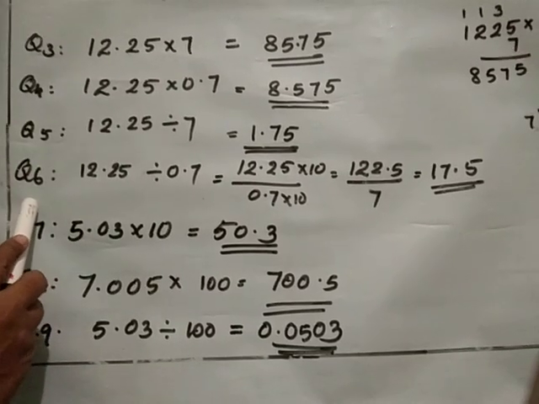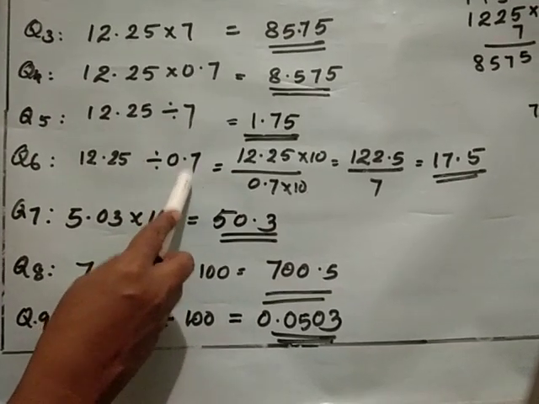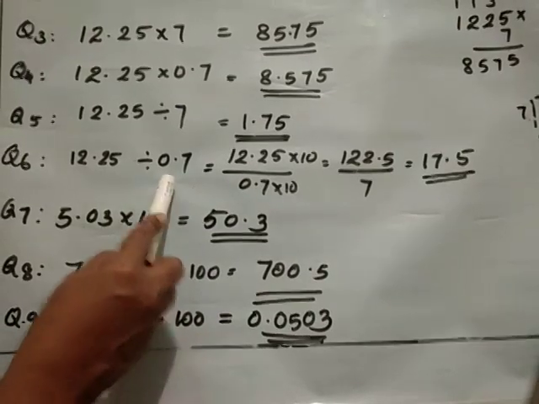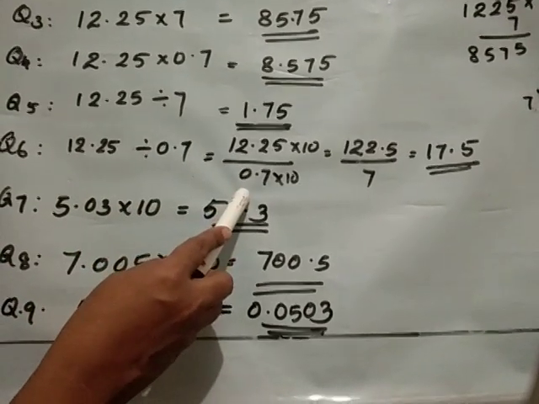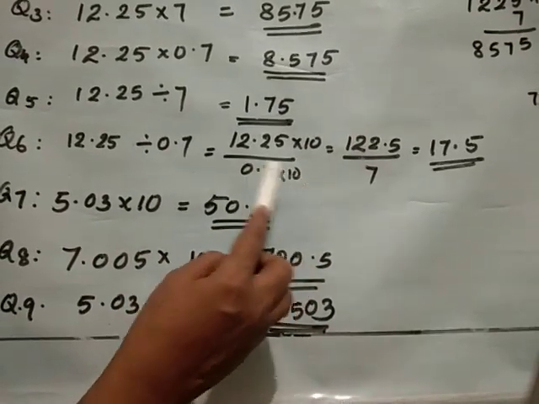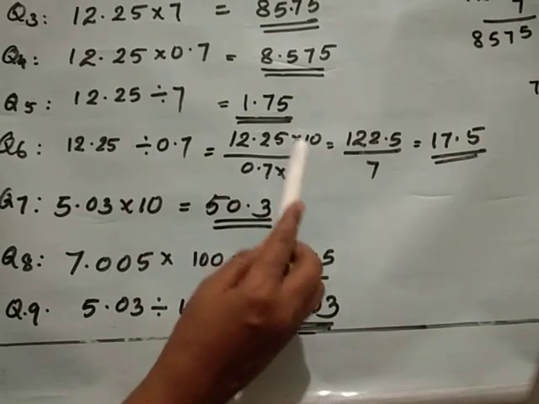Next we want to check question number 6: 12.25 divided by 0.7. The divisor is also a decimal number. How can we do the division? We write numerator by denominator. Then the first step, we change the denominator into a whole number. 0.7 has only 1 decimal place, so we multiply by 10.